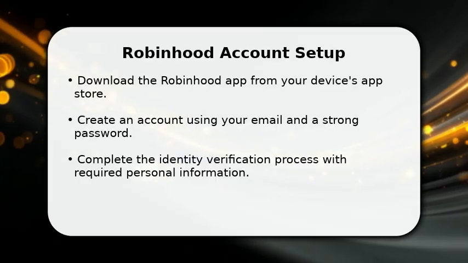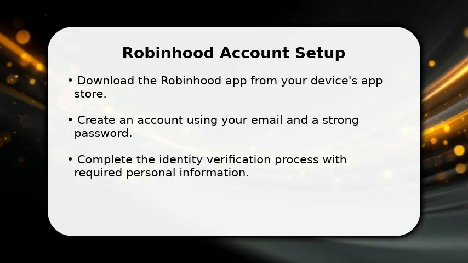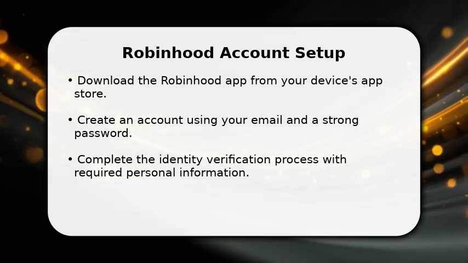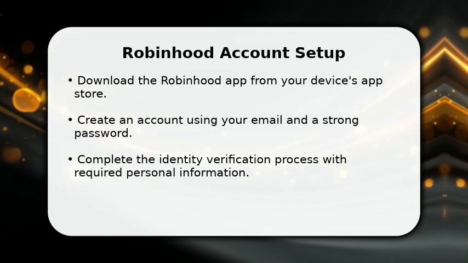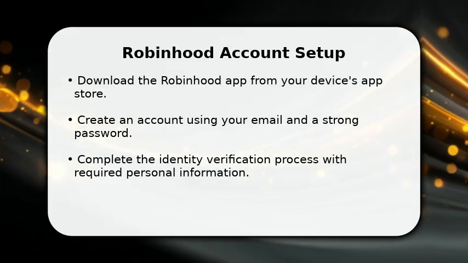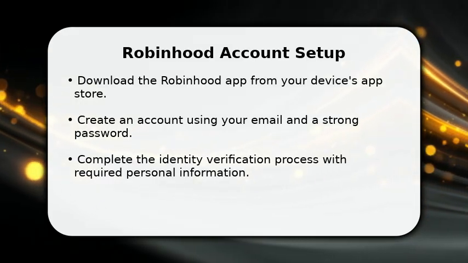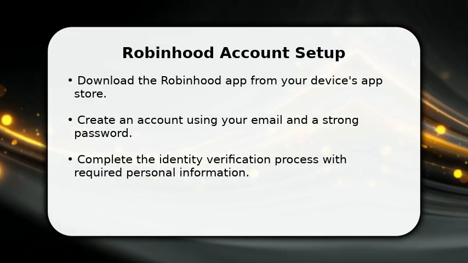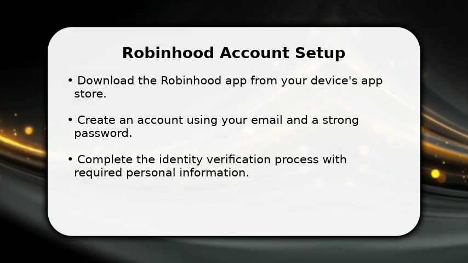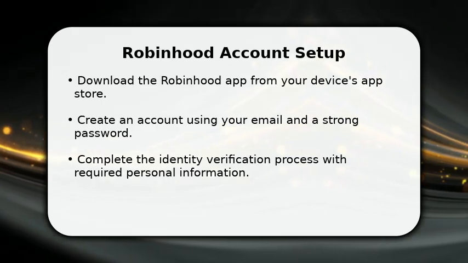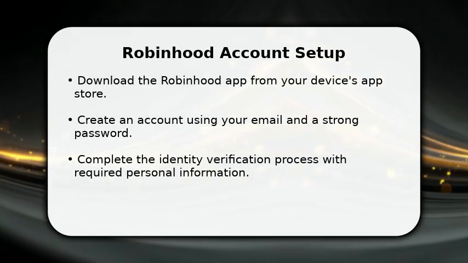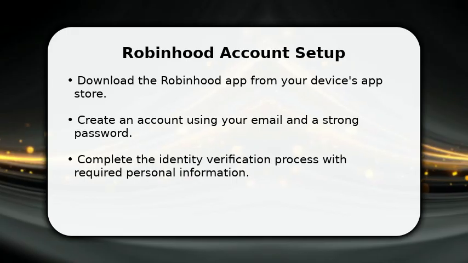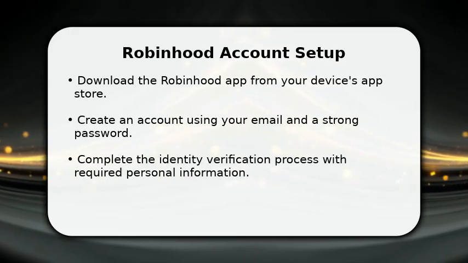In this video, I will explain how to use the Robinhood platform. First, download the Robinhood app from your phone's app store. Next, create your account using a valid email address and a secure password. You will then complete a quick identity verification process, which typically takes just a few minutes. Finally, link your bank account to enable seamless deposits and withdrawals, usually within 3 to 5 business days.